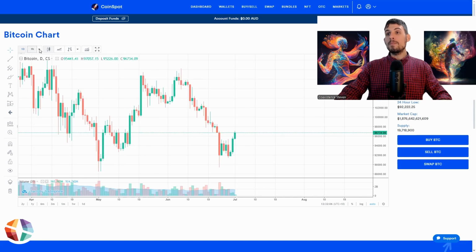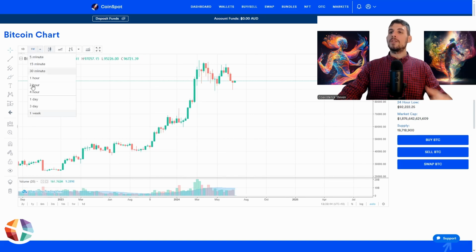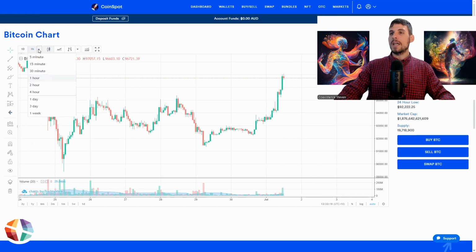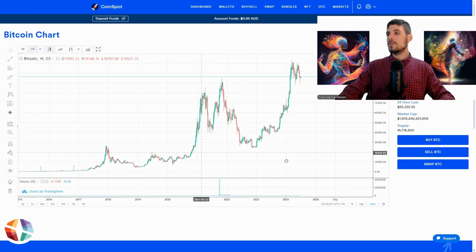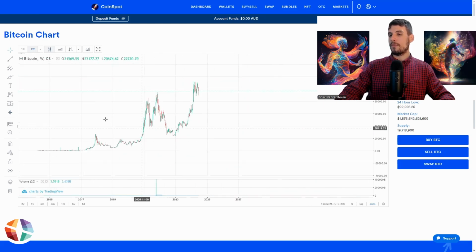So a lot of the big money players go on the weekly. This is what they do because the more you zoom in, the more it plays with your emotions and the more that you can't see the big scale. And so the reason why I'm recommending going to the weekly is because when you go to the weekly, you can see more of what Bitcoin is doing on a longer time frame. And this is really important to know.